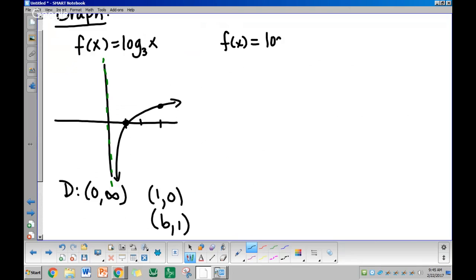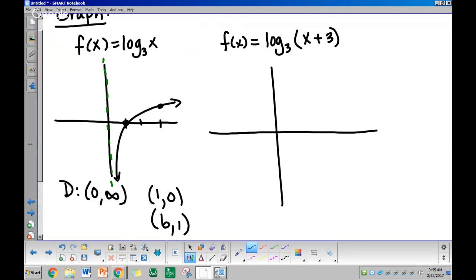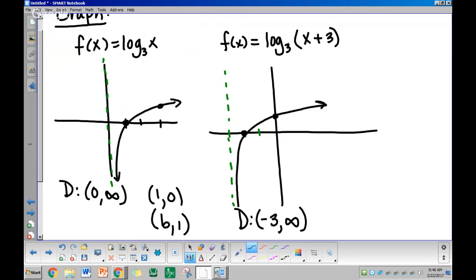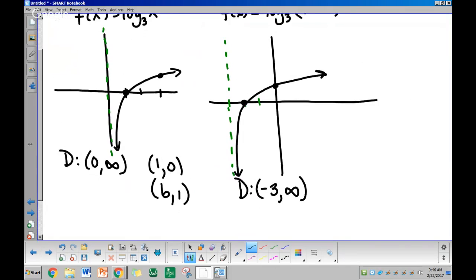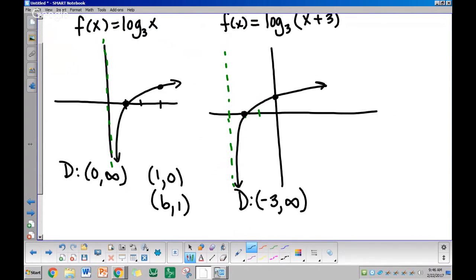F of x equals log base 3 of x plus 3. First thing I find is the domain. What's the domain going to be? I know you can do it in your head. What makes it 0? Negative 3. So x plus 3 has to be greater than 0. So it's going to be from negative 3 to infinity. Where is the asymptote going to be? And then it's going to be 1 in front, and then what's the base? 3 in front and up 1. So 1, 2, 3, up 1. There we go. So I use my asymptote as my reference. It's going to be 1 in front and then 1, 2, 3, up 1. Okay?